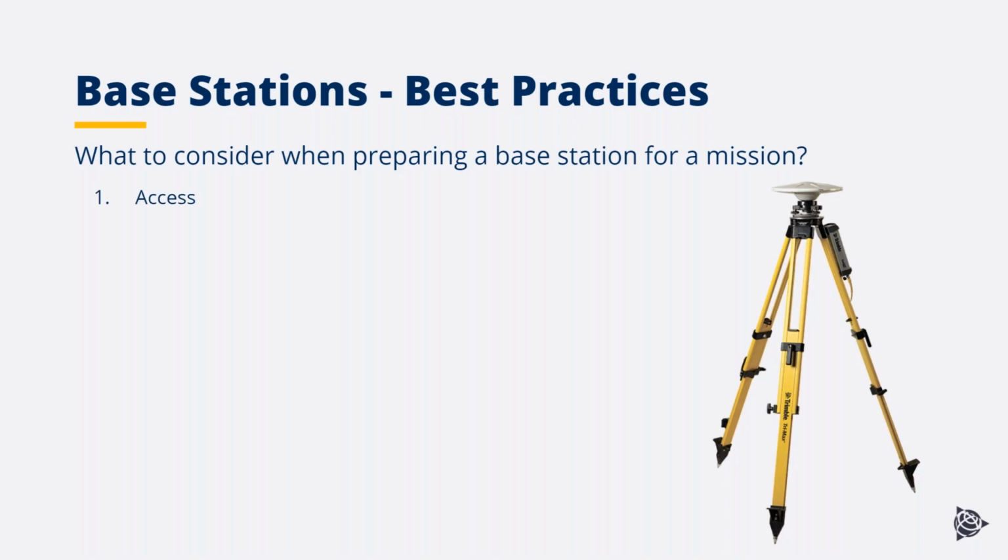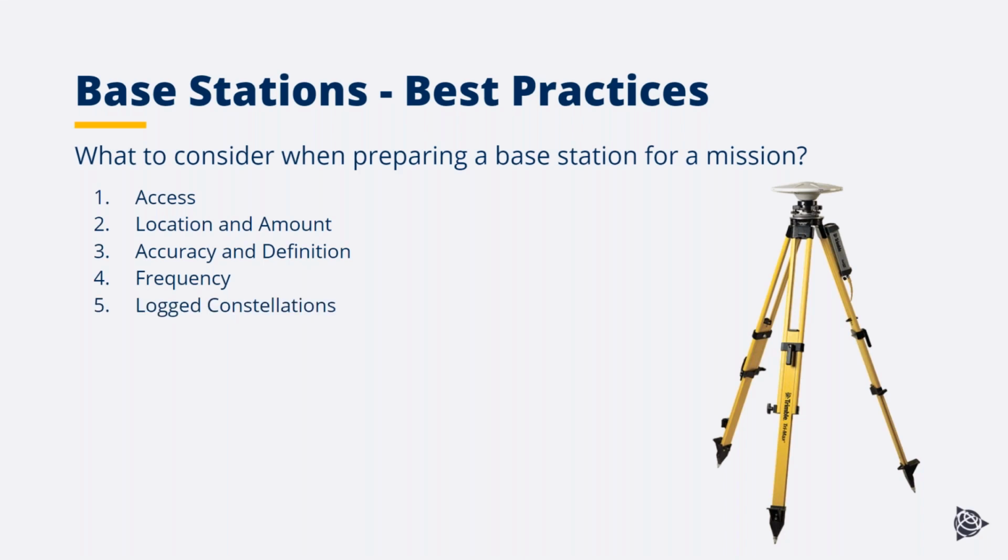First thing is the access to base stations. I want to talk a little bit about where you can get base station data. I also want to talk about the location where your base station should be and the amount of base stations. Sometimes one base station is not enough. Also the accuracy and the definition of the base station, frequency of the data correction we get from the base station, and logged satellite constellations. This is related to the Galileo and Beidou systems which are now available. And finally, the data format of the base station data. Okay, let's go step by step.